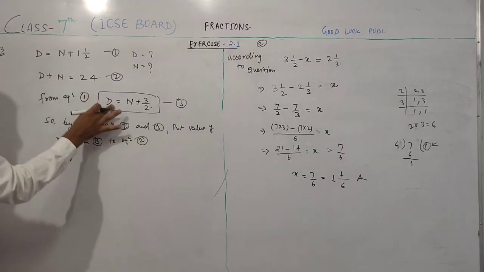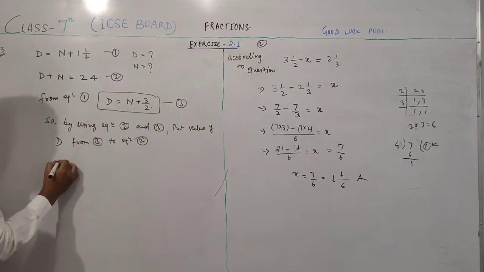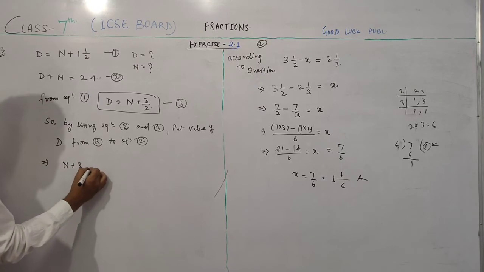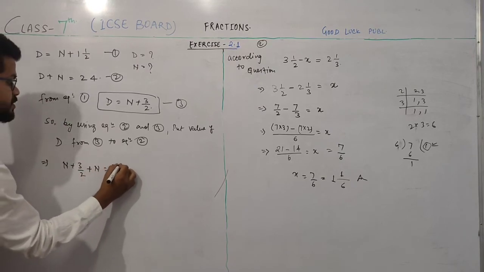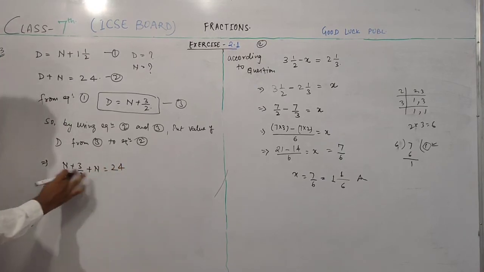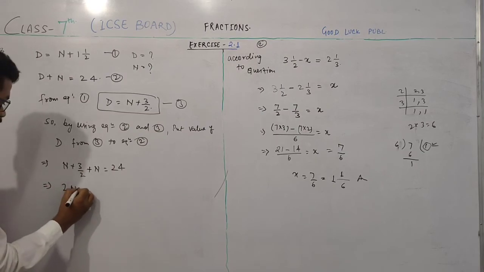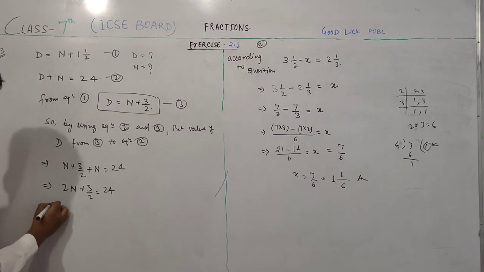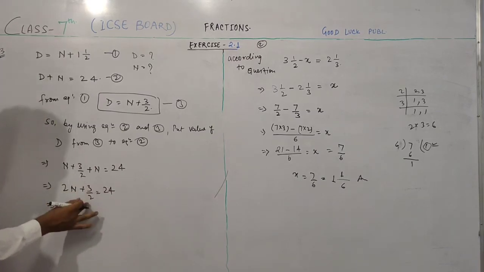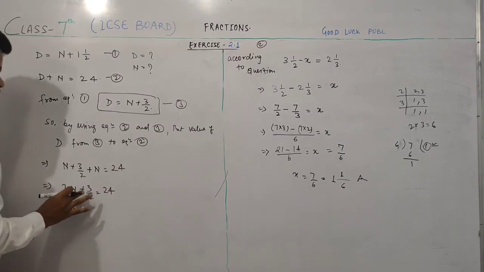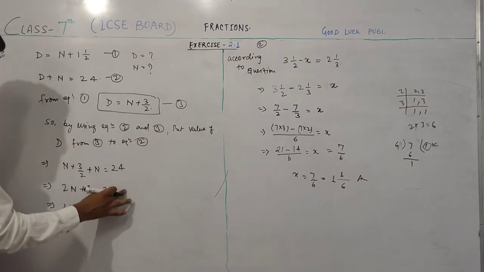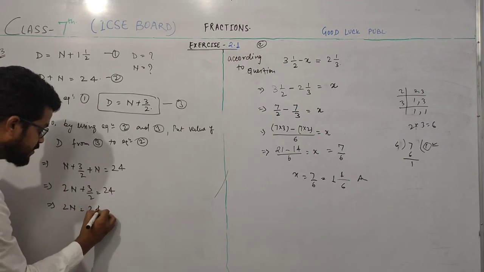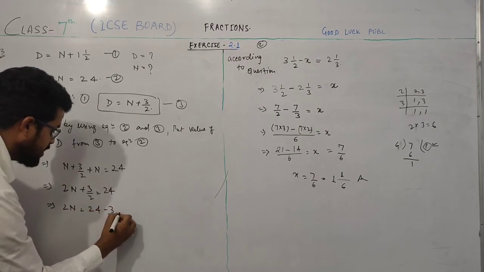Now in place of d I put this whole value, so I write here n plus 3 by 2 plus n is equal to 24. Now this n and this n make 2n, plus 3 by 2 is equal to 24. Now when I bring this 3 by 2 to the right hand side, this plus is converted into minus, so I write here 24 minus 3 by 2.